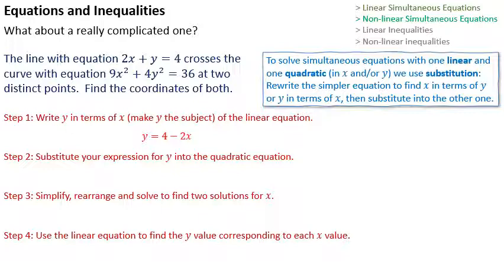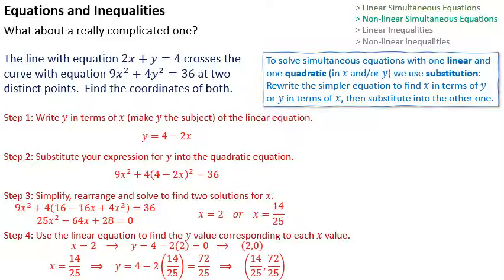So we should have y equals 4 minus 2x. Then we can substitute 4 minus 2x in place of y. Be careful here because you need to square the entire bracket. And once you've squared it, you've got to multiply it by 4. So we've got a bit of working out to do here. We'll get this beastie, which can be simplified to this epic looking quadratic. And then we'll get solutions x equals 2 and x equals 14 over 25.